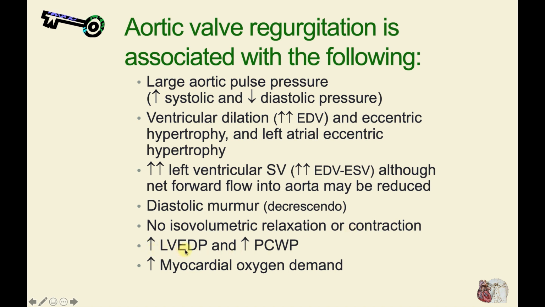And we'll have elevated left ventricular end-diastolic pressure because of the volume overloading in the ventricle, and therefore an increase in left atrial and pulmonary capillary wedge pressure. And the large increase in stroke volume and the greater increase in pressure that the ventricle has to generate during systole will result in a significant increase in myocardial oxygen demand.